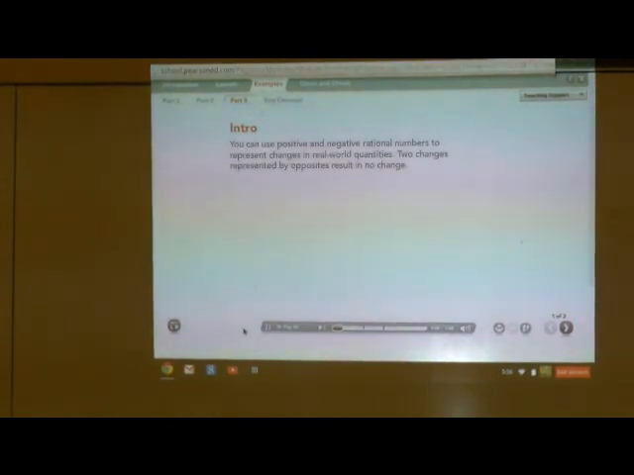You can use positive and negative rational numbers to represent changes in real-world quantities. Two changes represented by opposites result in no change.